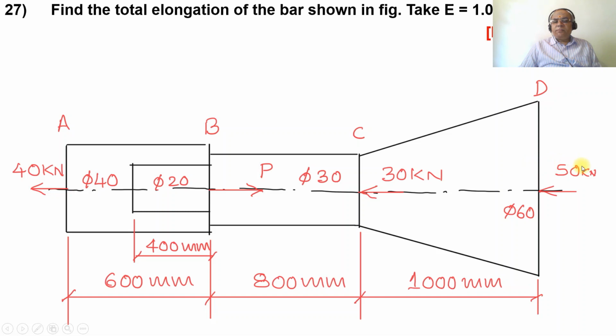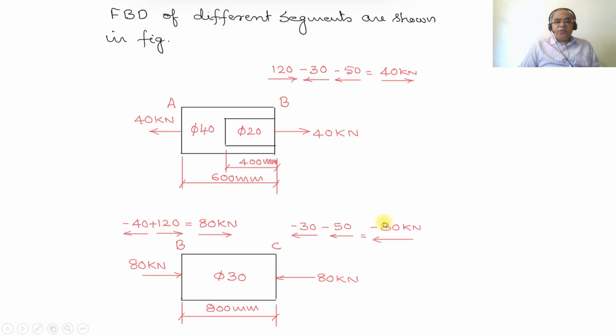So minus 50 and minus 30, which is going to give you minus 80. Since it is minus 80, the force is acting towards the left side. So that is the reason why you can consider here minus 30 minus 50. So minus 30 minus 50 is minus 80. Since it is negative, it is acting toward the left side according to the sign convention. Therefore, at the point C, you have 80 kilonewton which is acting toward the left side.